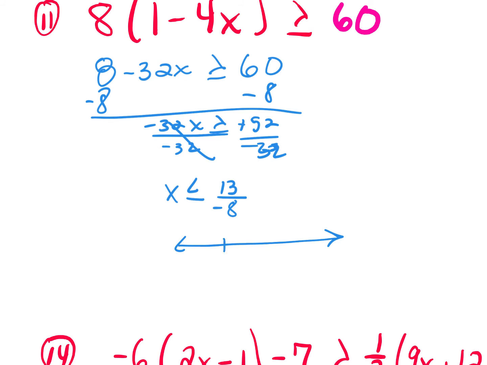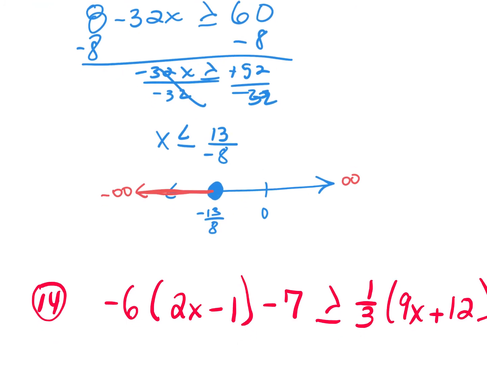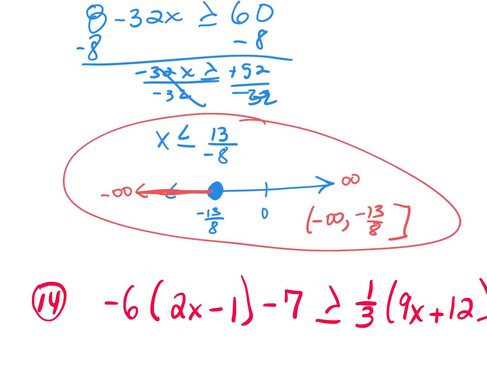So we're now going to have negative 13 over 8 on our number line and 0. We want all the numbers that are less than or equal to. So I have a closed dot at negative 13 over 8, and I want all the numbers that are less than or equal to. So as we write our interval notation, we're going to read left to right. So we go negative infinity to negative 13 over 8, and that's going to be a bracket because it includes the value negative 13 over 8.